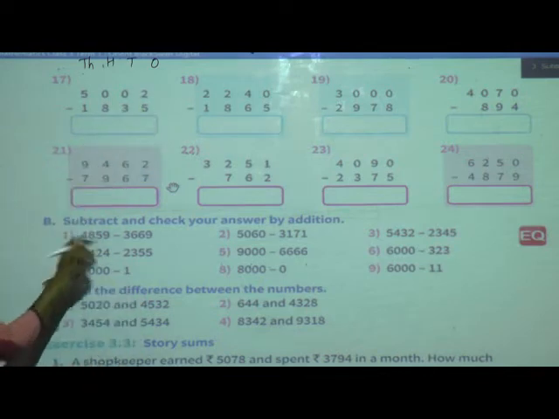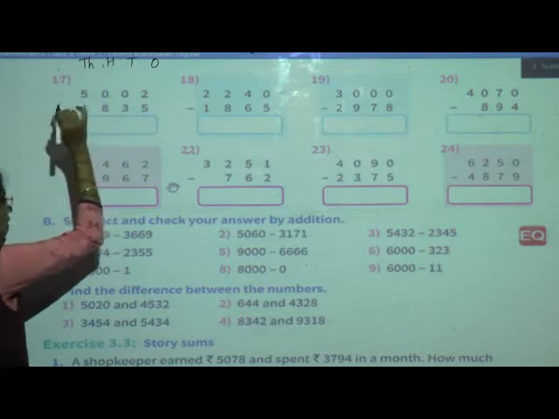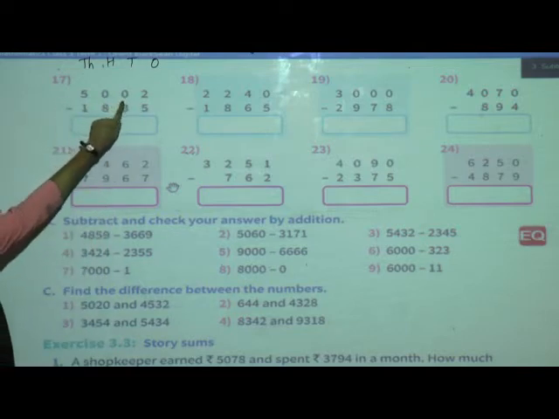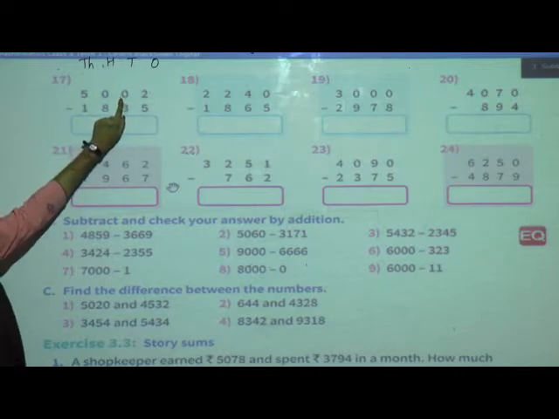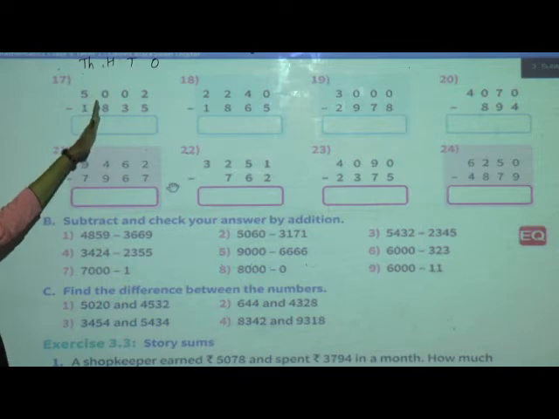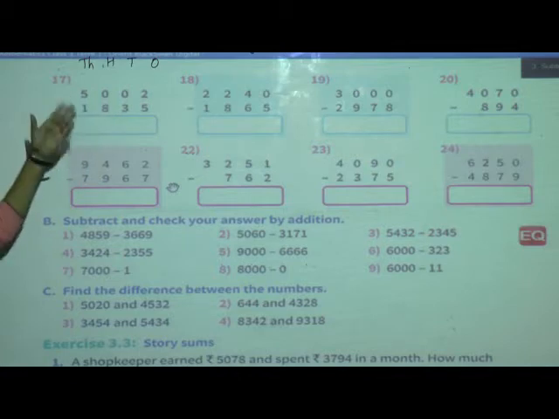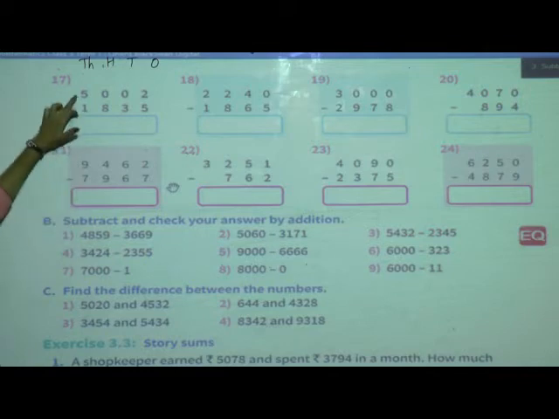So what will we do? We will go to the neighbor and take one borrow from the neighbor. But see, at tens place the neighbor is having 0 again. So what will we do? Again we will go to the next neighbor. Again this neighbor, the hundreds neighbor, is having 0. So again we will go to the next neighbor. This thousands place is having 5. Okay, so this neighbor is having 5. So we will take one borrow from this 5.